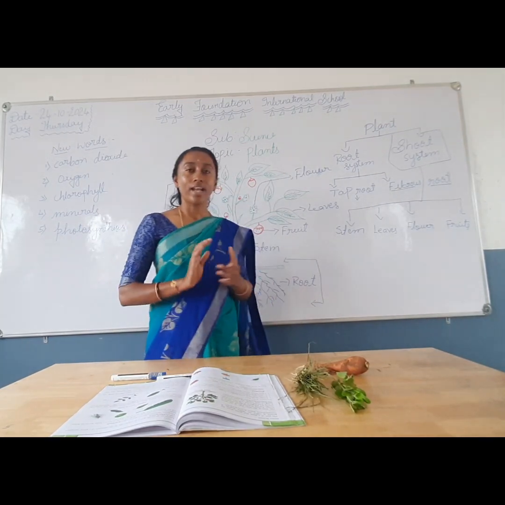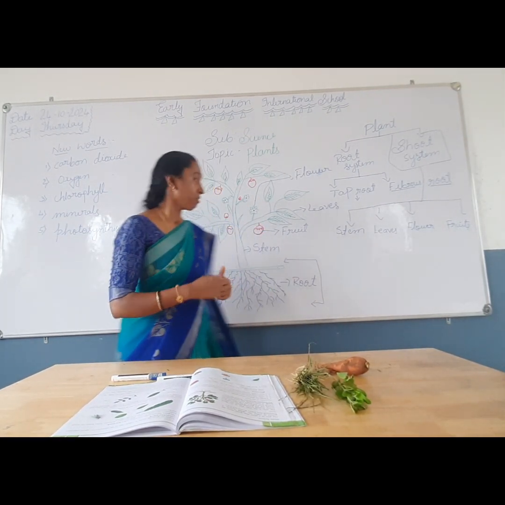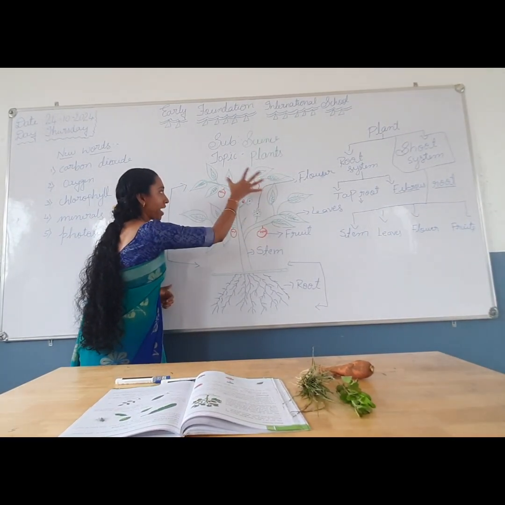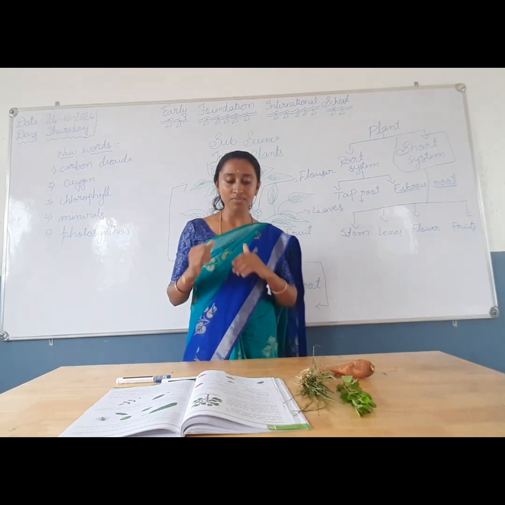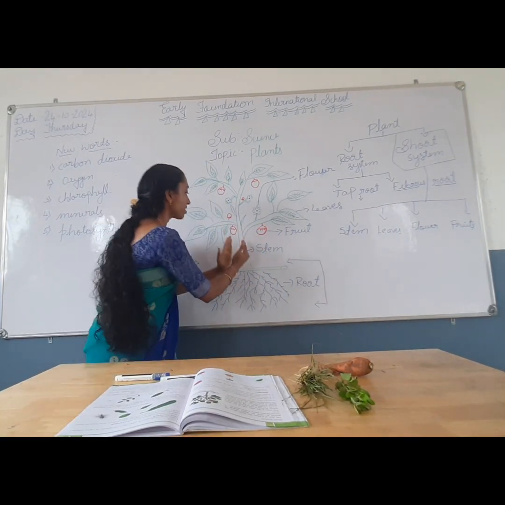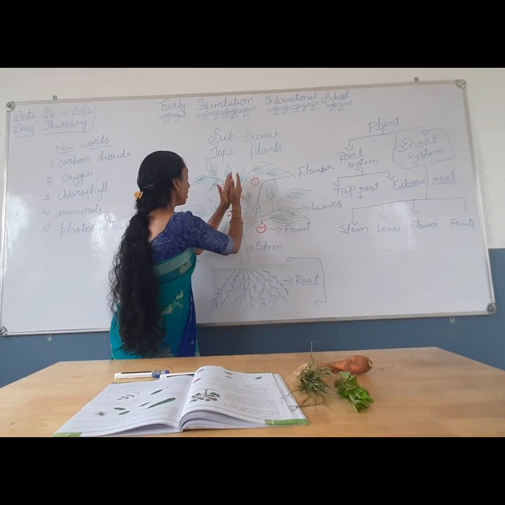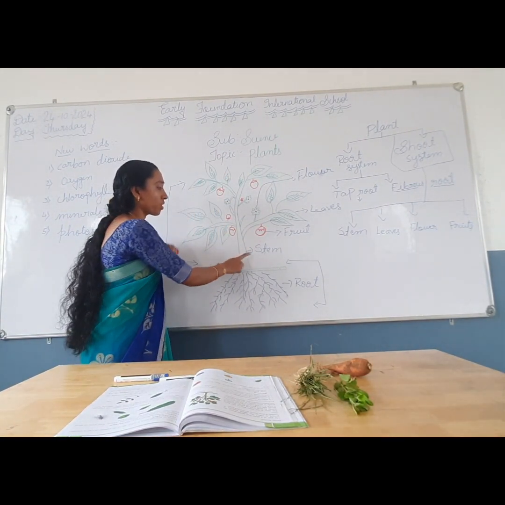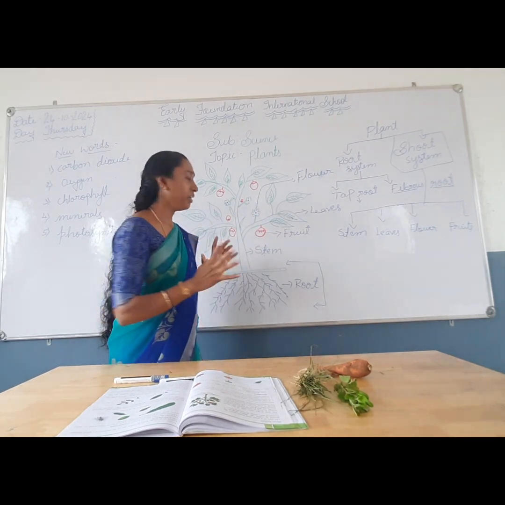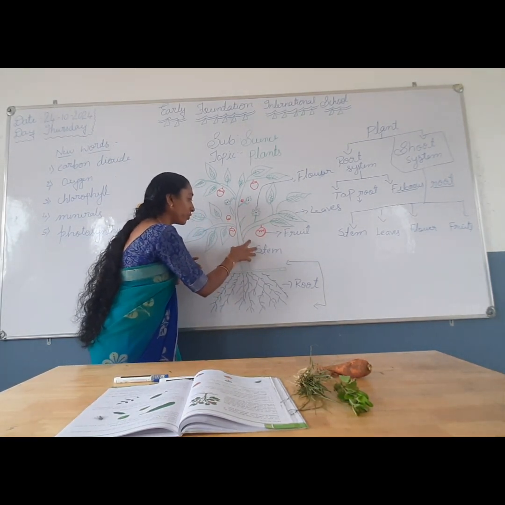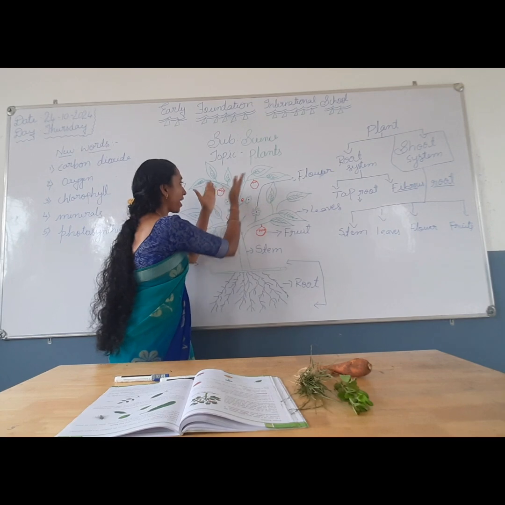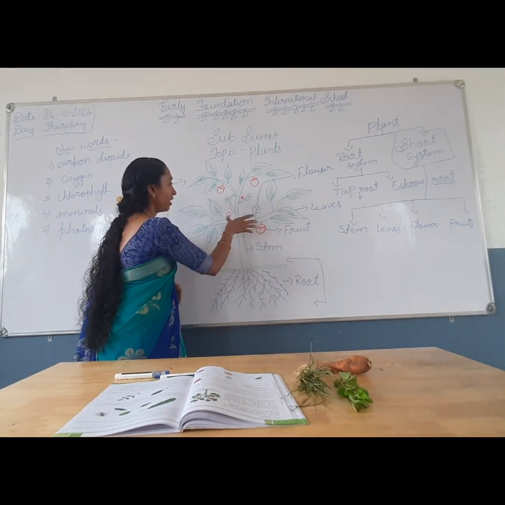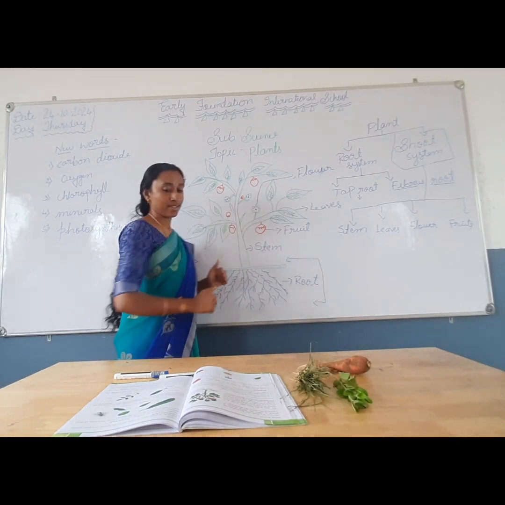Okay, children. Now, our next topic is functions of stem. What will this stem do for these branches? We'll see what are the functions of stem. This stem helps the plant to stand straight. This is one function of the stem. And this stem will carry food and water for the other parts of the plant.